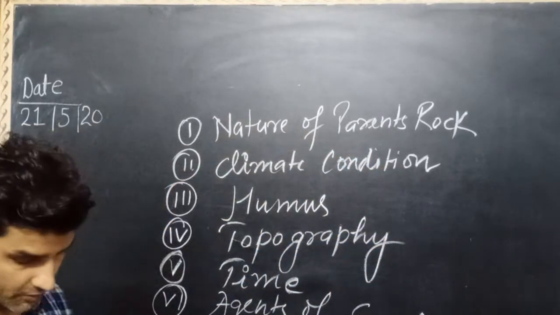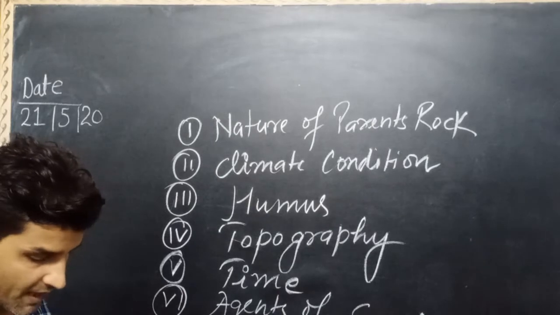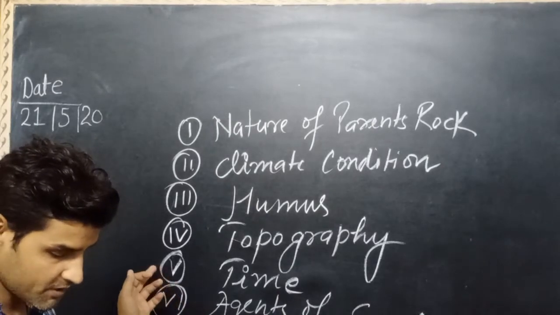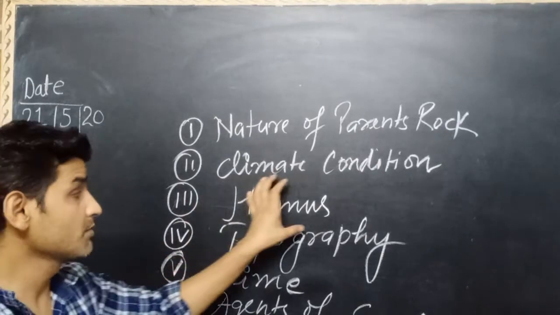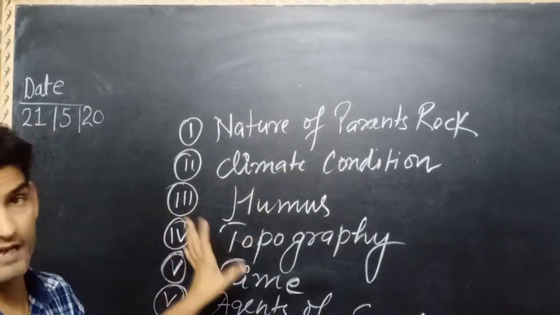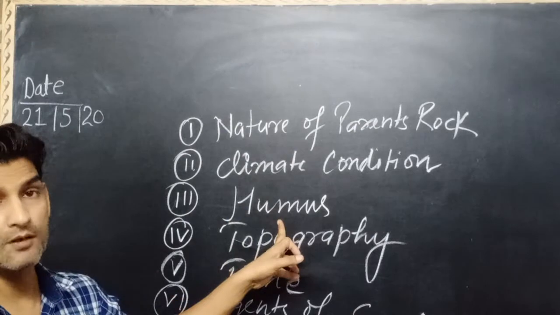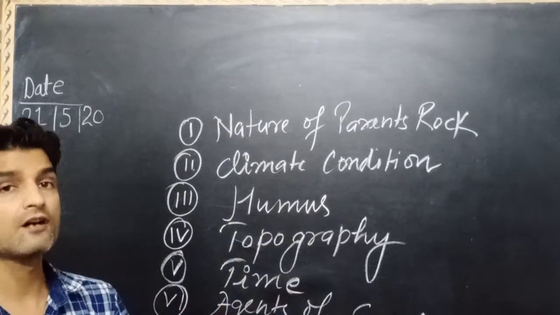Third one, humus. The dead remains of plants and animals, and humus, provide organic matter to soil and make it fertile. Means humus makes our soil fertile. With the help of humus, our soil gets its fertility.